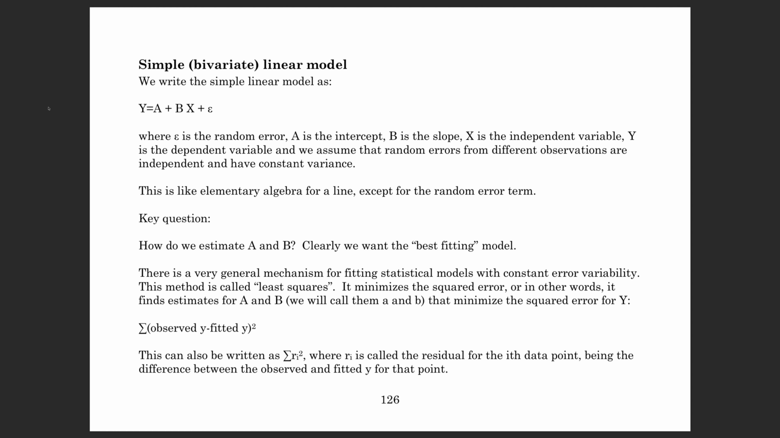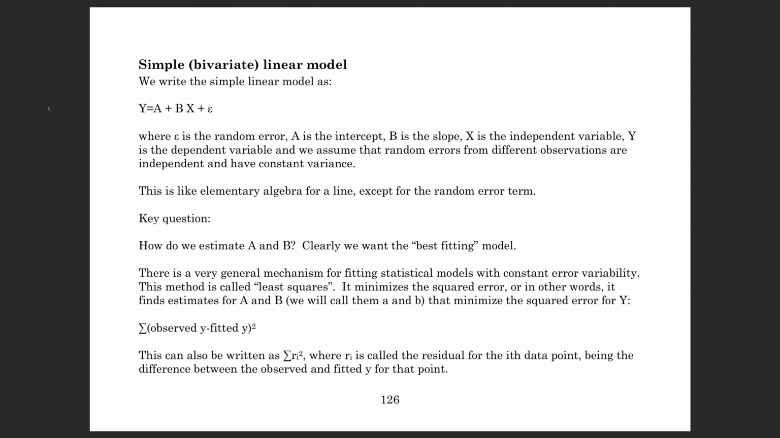That funny twiddles thing there is lowercase epsilon, a Greek letter. And you'll see I've put capital A as the intercept, capital B is the slope, x is our independent variable, y is our dependent variable. We're going to start by making two key assumptions about the epsilons. We're going to assume that those random errors from different observations are independent, and we're also going to assume that they have constant variance. So in other words, this is just like elementary algebra except for the random error term.